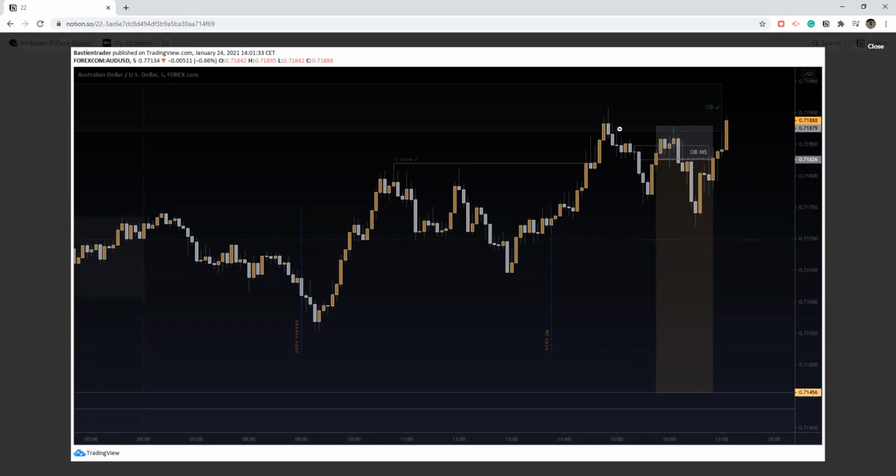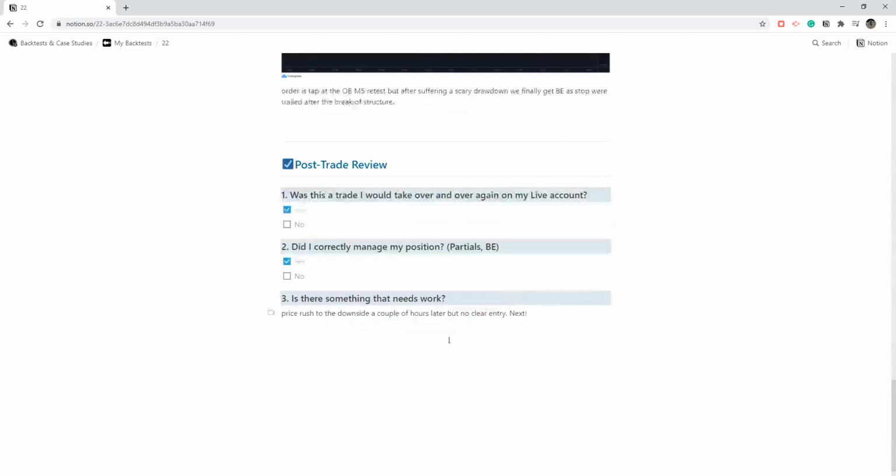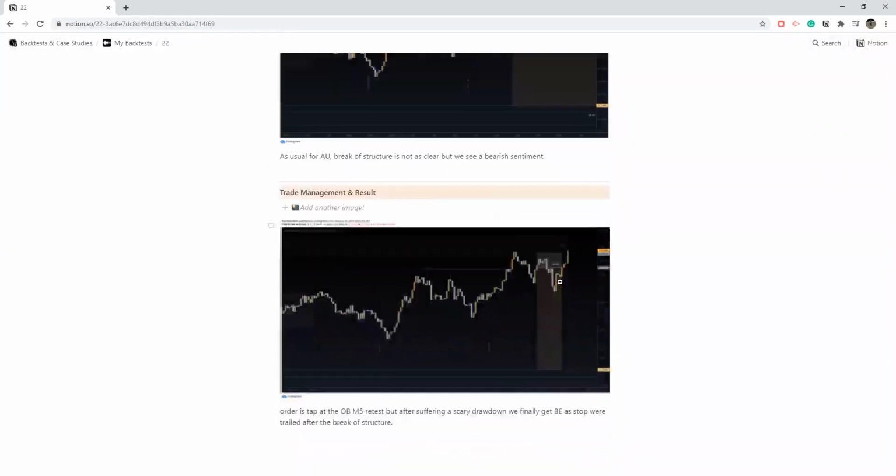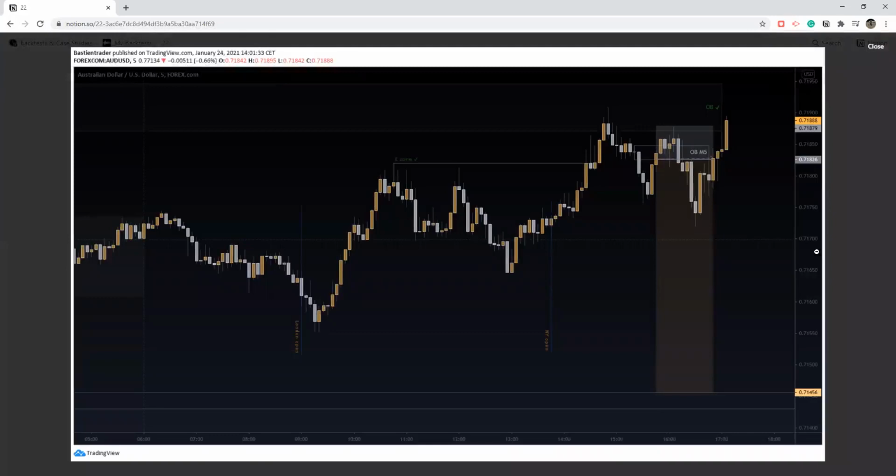But I like how you framed the trades. And I'm happy that it actually broke structure so you can secure break even. But yeah, price rushed to the downside a couple of hours later, but no clear entry. Next, yes, okay. So it actually rushed. But again, you see AU takes a lot of time to turn the boat. Yes. So yes, okay, good.